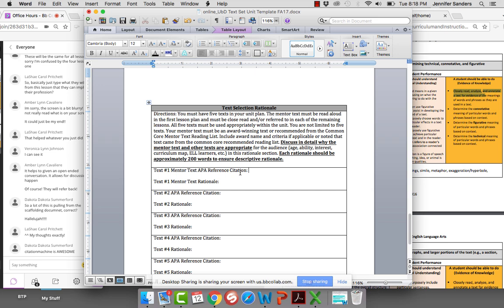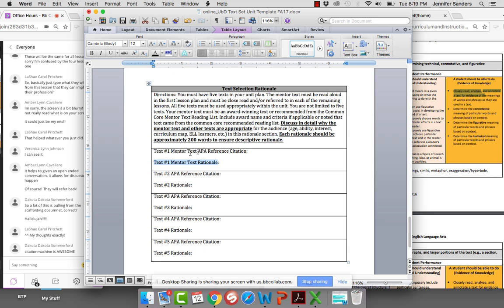And I'll put the science and the social studies standards in this document too. Citation Machine is very good. And then, of course, OWL Purdue is very good. And I'm not a stickler on if it's not right to the T, okay? Here's what I want it to be right. This is your rationale. Very important.